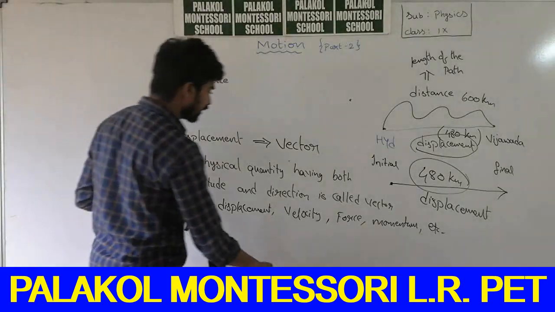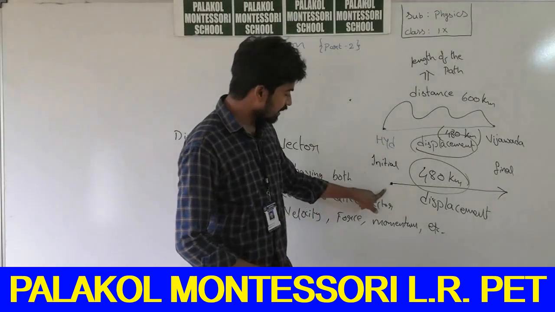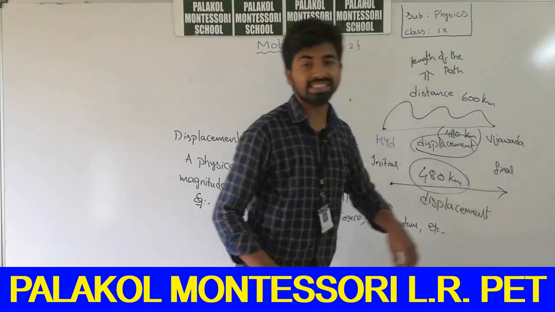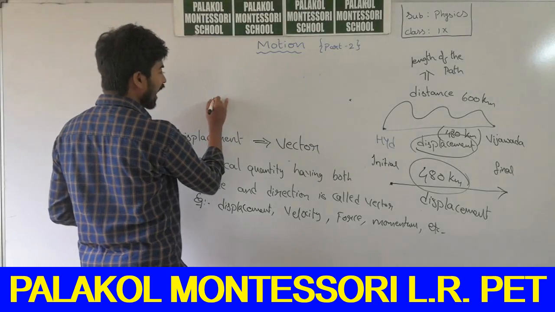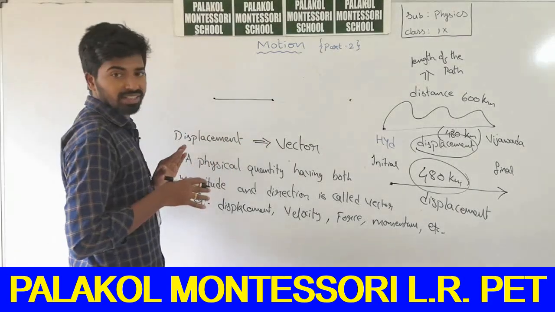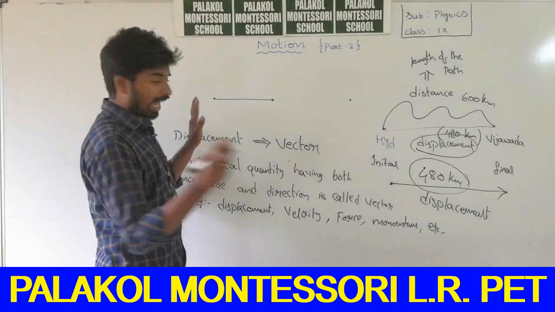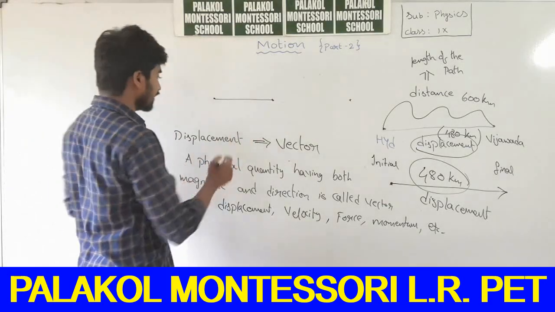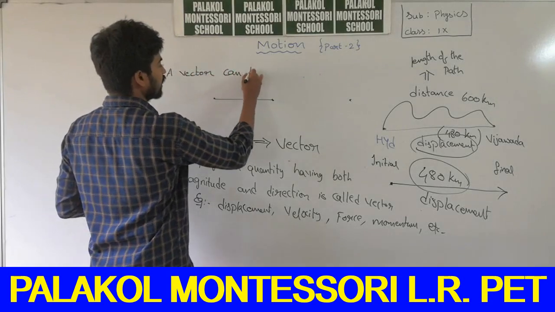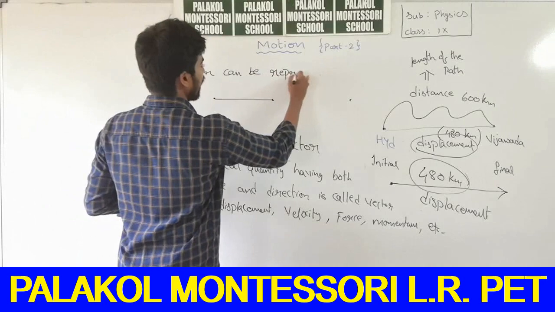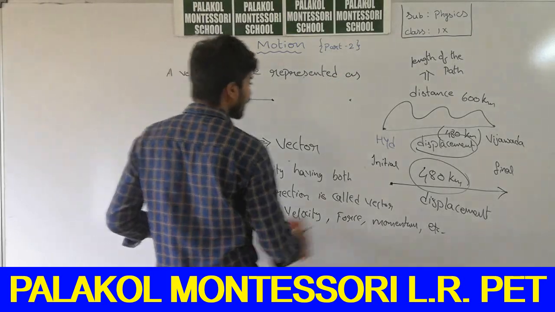How can we denote a vector quantity? A vector is represented by a directed line segment. Line segment means a line having a finite, fixed length, whereas a ray has infinite length. So a vector can be represented as a directed line segment.